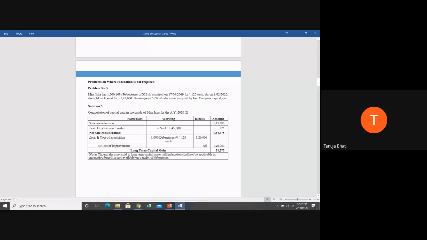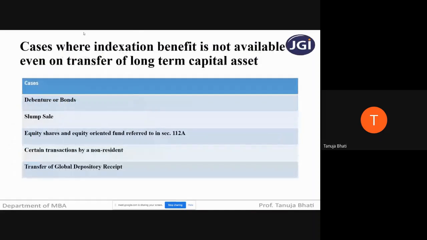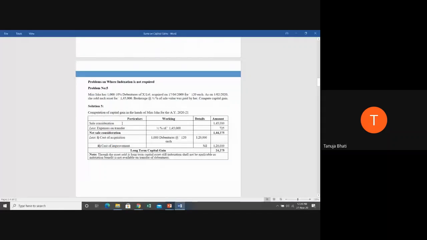So very simple. Since she is transferring debentures, first you categorize whether it is long term or short term. She acquired in 2009, and she is selling in 2020. So is it a short term capital asset or a long term capital asset? It is long term. Very good. Now, though it is long term, should I apply indexation on this transfer? It is debentures. If you all remember, there are cases where indexation benefit is not available even on transfer of a long-term capital asset. So first case is debentures. When you are transferring debentures, even if it is long term, the transfer will not have indexation benefit. Okay. So let us start solving.